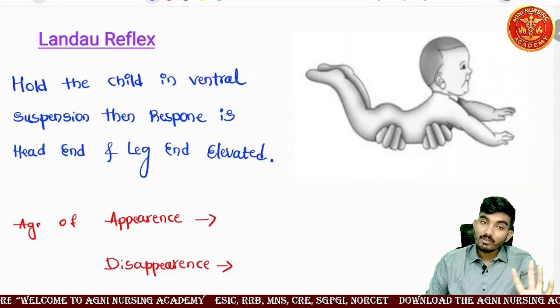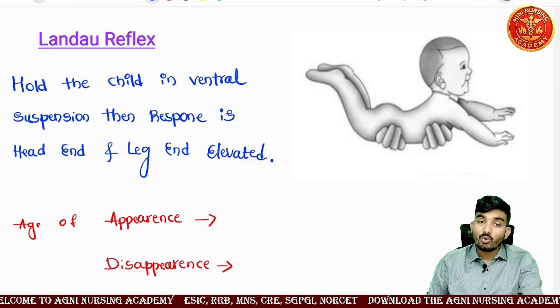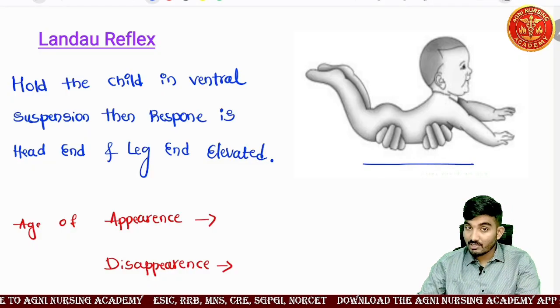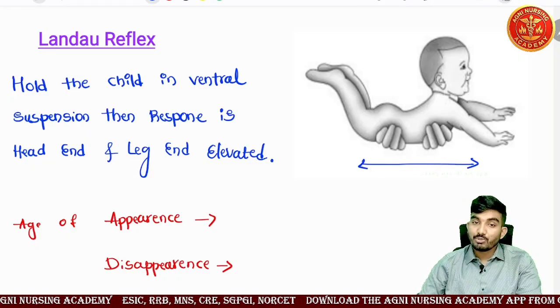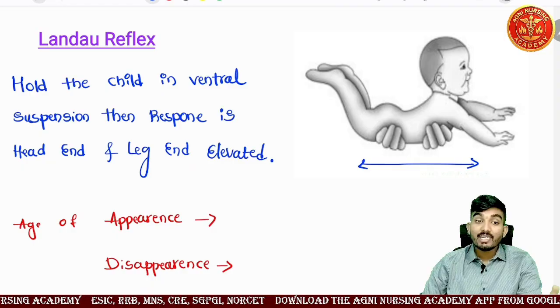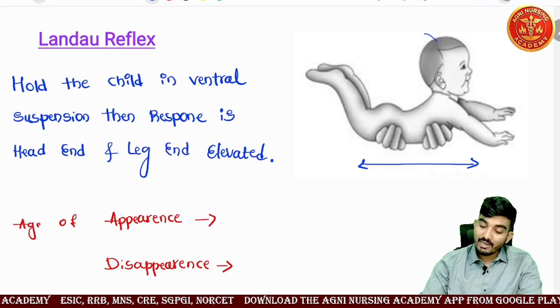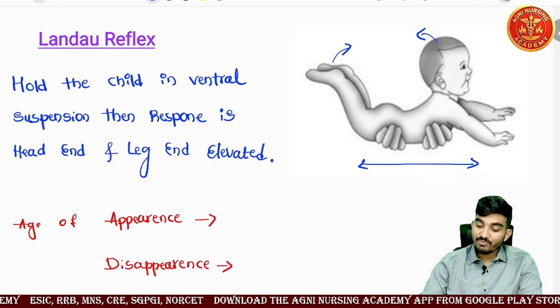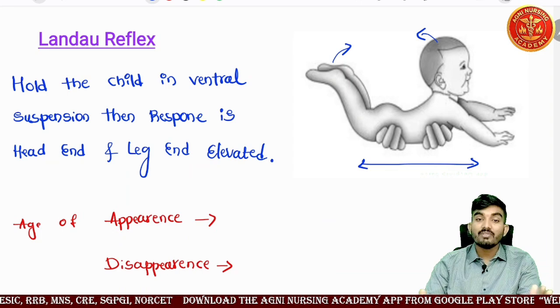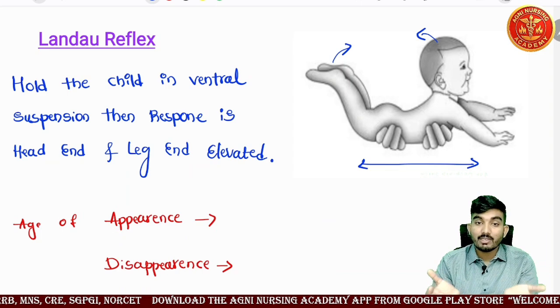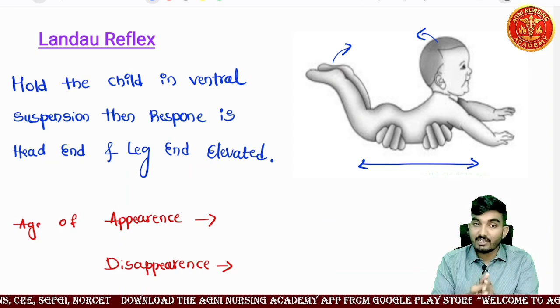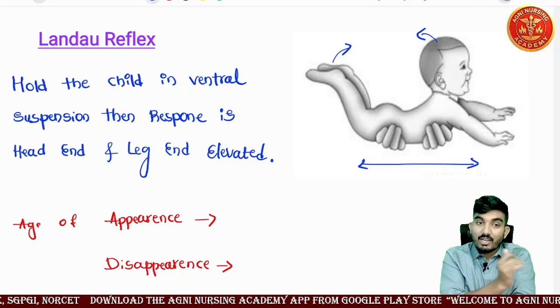See, Landau reflex means we hold the child in ventral suspension. In this position we hold the child. At that time, what will happen? The head end and the leg end of the child are elevated from the normal ventral suspension. That is called the Landau reflex.